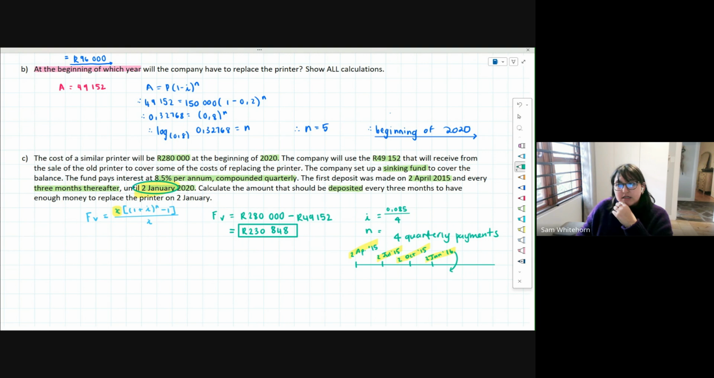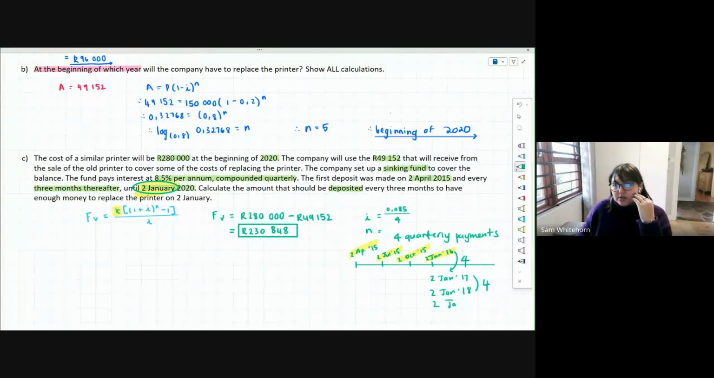So 2 Jan 2016 to 2 Jan 2017 is 1 year, and there's 4 quarters in 1 year. 2 Jan 2017 to 2 Jan 2018 is another 4 quarters. 2 Jan 2018 to 2019, another 4 quarters. And 2 Jan 2019 to 2 Jan 2020. We've got another 4 quarters. Are we happy with that? Give me a thumbs up if we're happy.